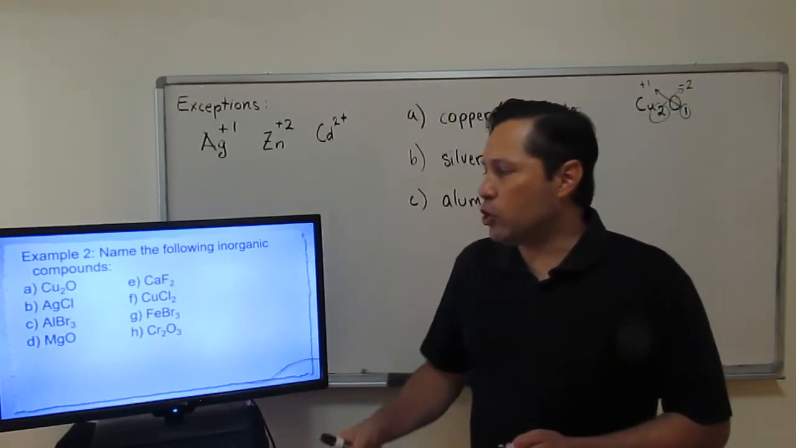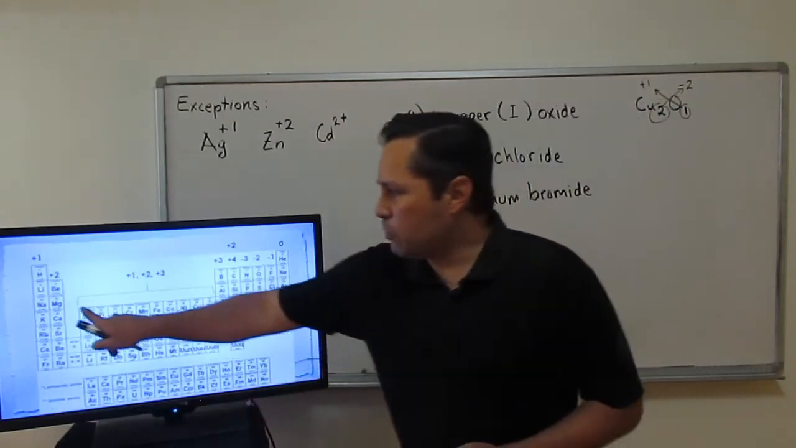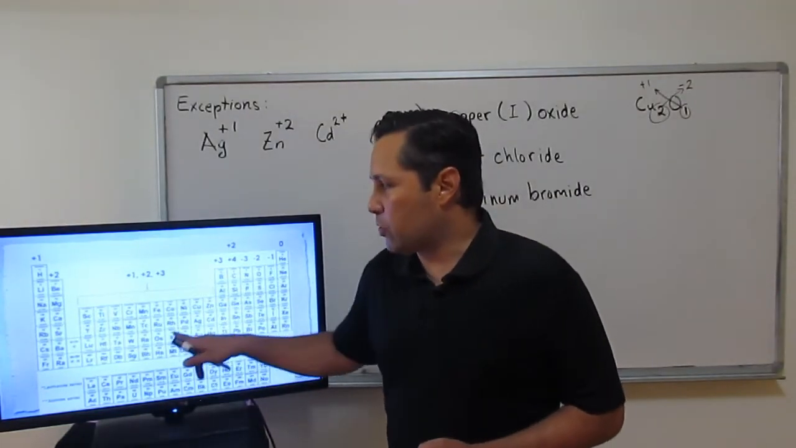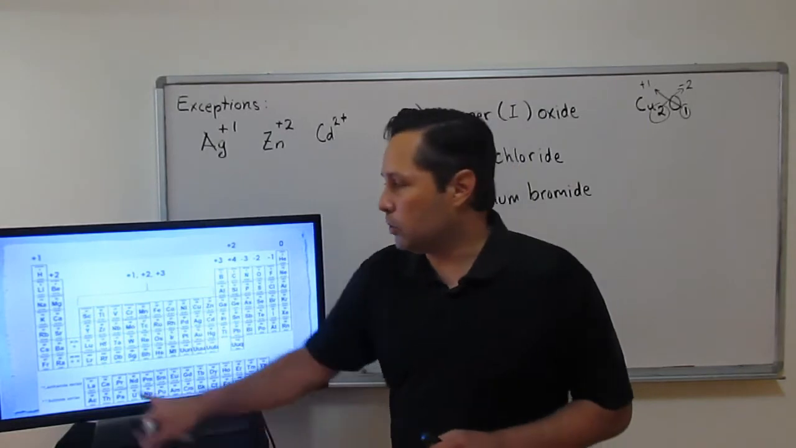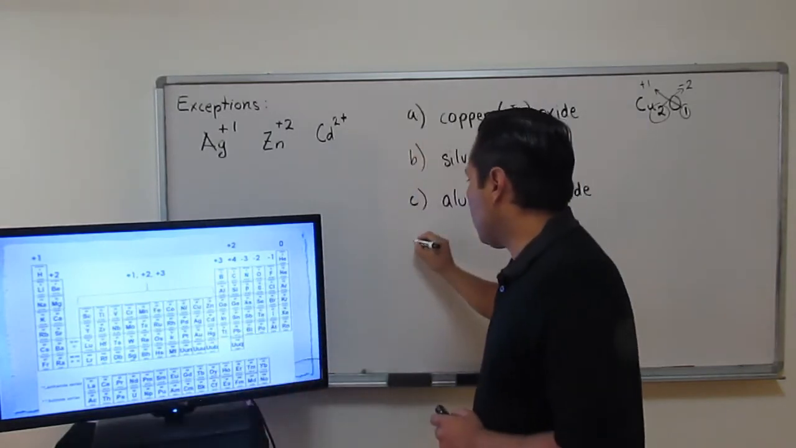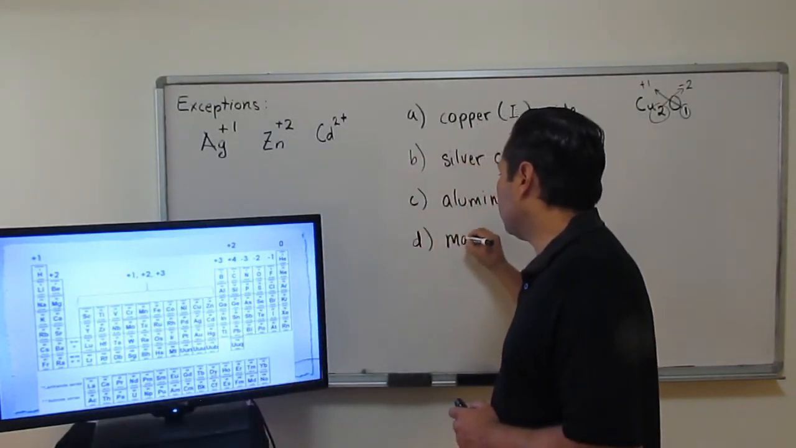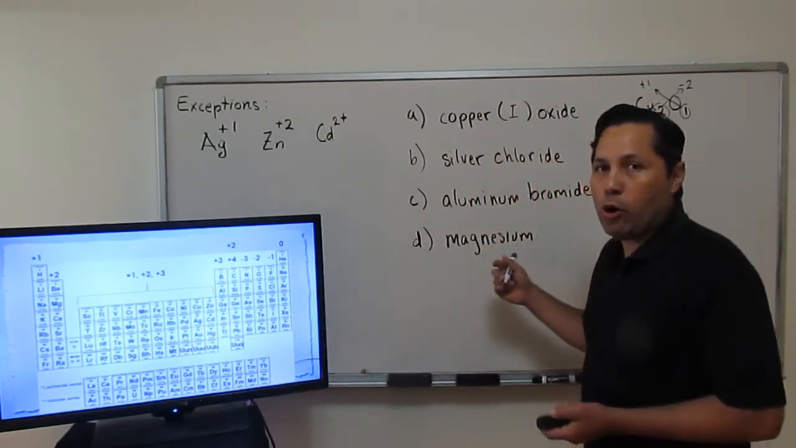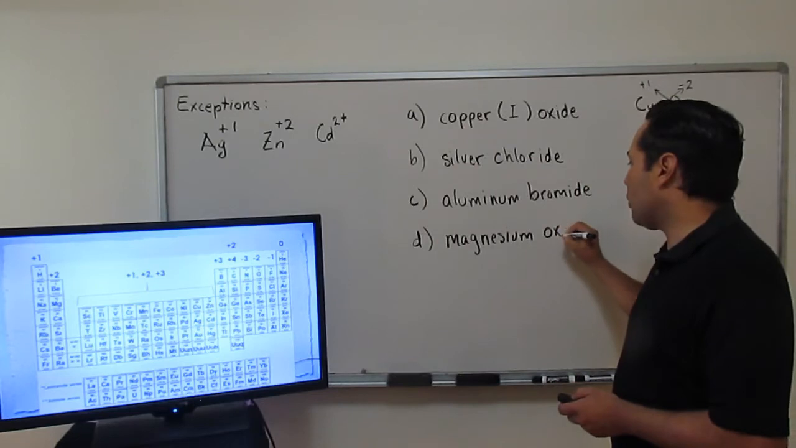Up next is MgO. Mg is right here. Notice that it's not one of these middle block elements, so therefore it does not need a Roman numeral. So you just write down the name. Mg is magnesium. And it was MgO, so oxygen becomes oxide.